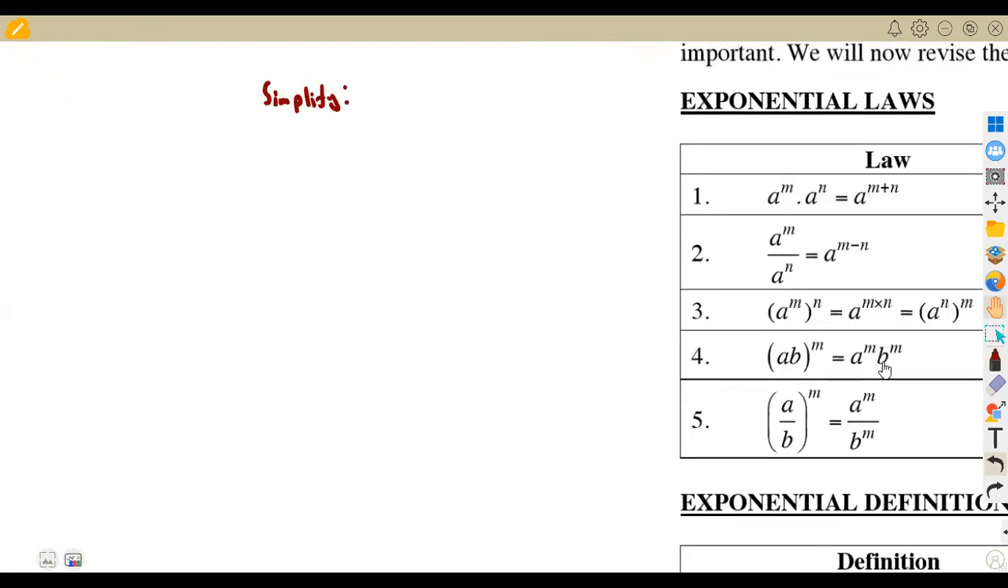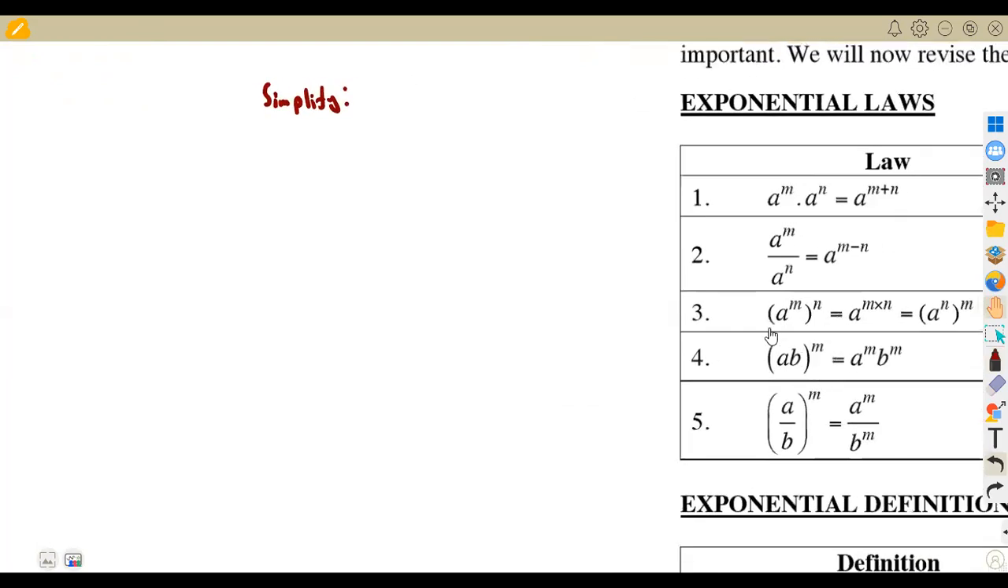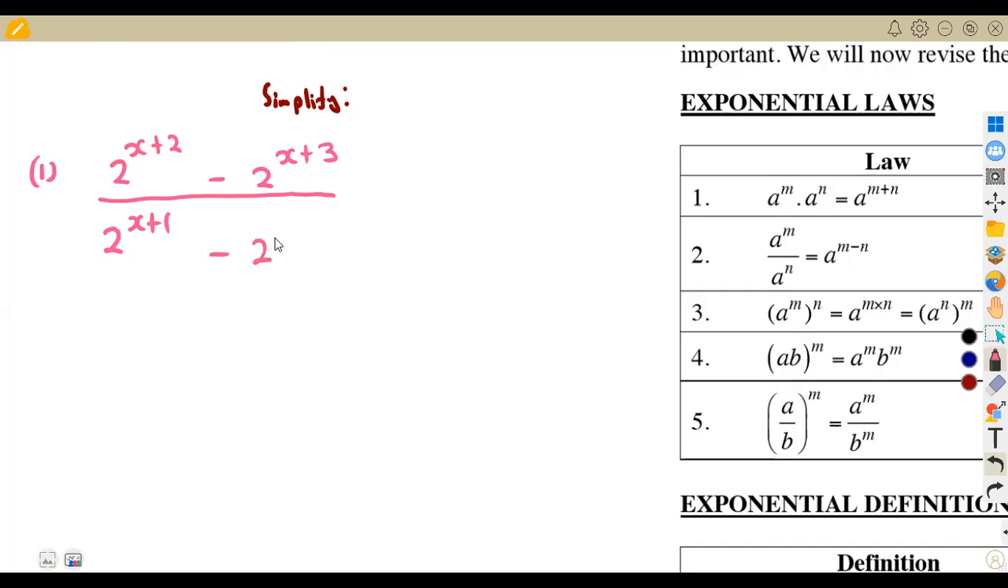All right, so I'm just going to put this aside so that you can see the laws that you're going to consider. Let's say in this case, we are given a question to simplify: 2 to the exponent of x plus 2 minus 2 to the exponent of x plus 3, all over 2 to the exponent of x plus 1 minus 2 to the exponent of x plus 2.